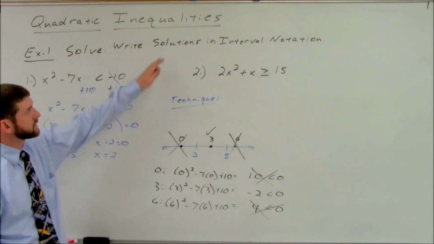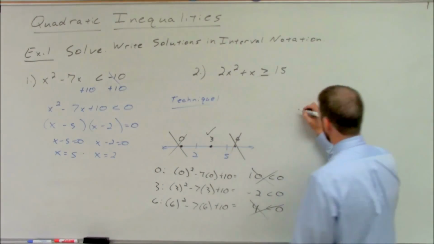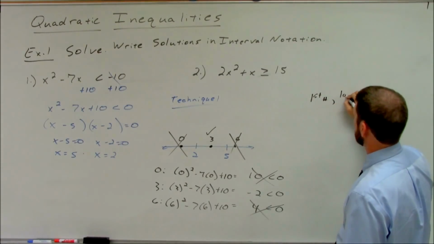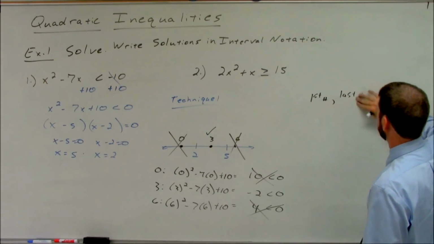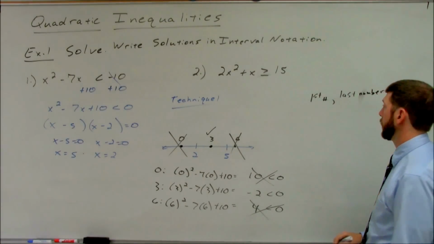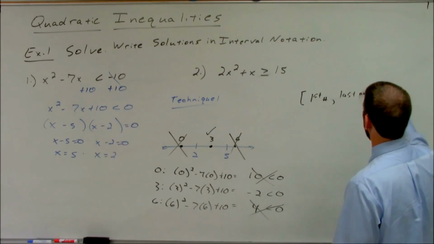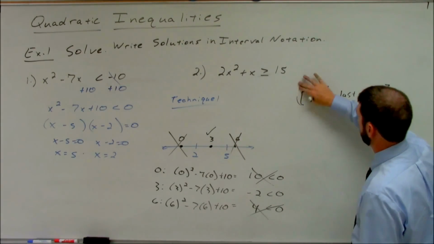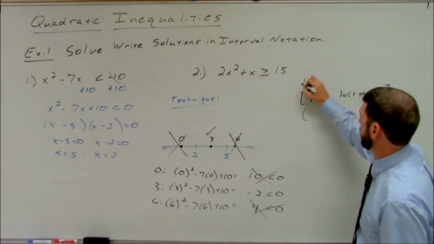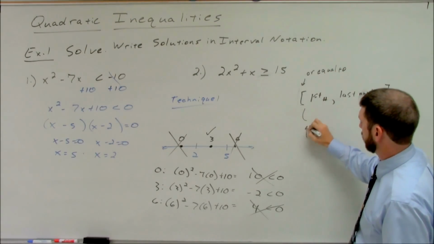Now we want to write this in interval notation, it says. The way we write interval notation is we just do first number, comma, last number in the interval. First number, comma, last number. And then we're going to put either brackets or parentheses on that. Brackets or parentheses, and that's dictated by or equal to, or not or equal to.